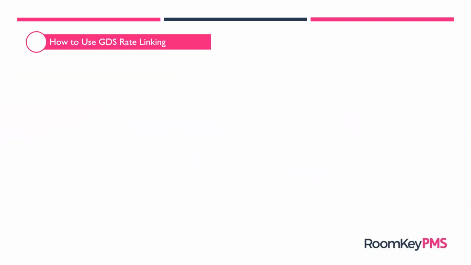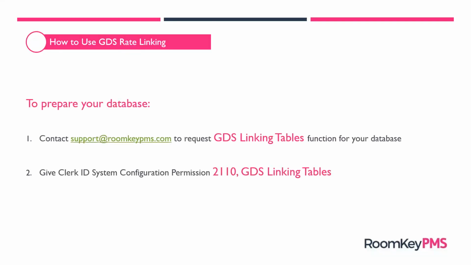So let's look at how to use the GDS rate linking tool in RoomKey. First, you will need to prepare your database. So there are a couple of preparation steps that we'll look at first. To prepare your database, you're going to contact our support team via email. That's support@roomkeypms.com. And you're going to request the GDS linking tables function for your database.